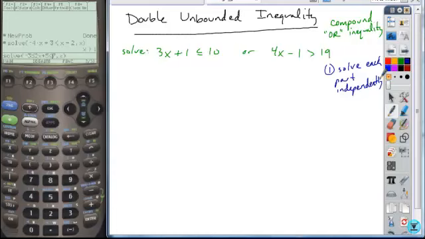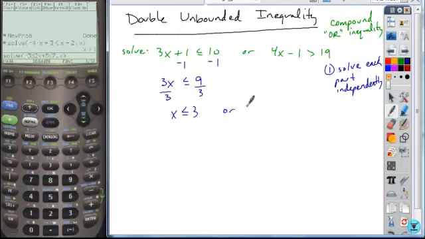Okay, so if you're looking to solve one of these double unbounded inequalities, just take the left one and solve it. So subtract a 1 from both sides, leaving a 3x is less than or equal to 9. Isolate your x completely by dividing by 3. That gives you x is less than or equal to 3. So here's one of your intervals.